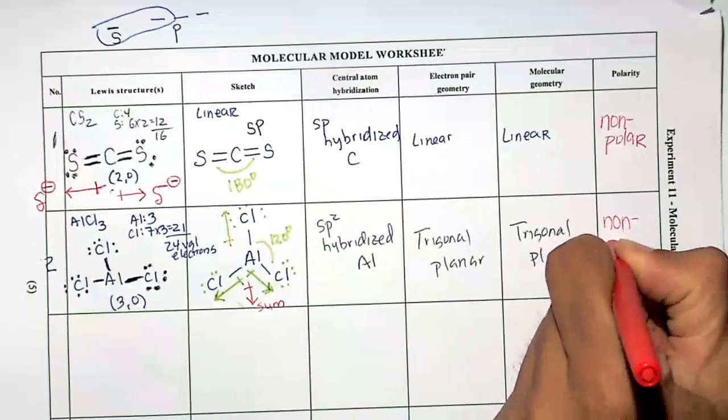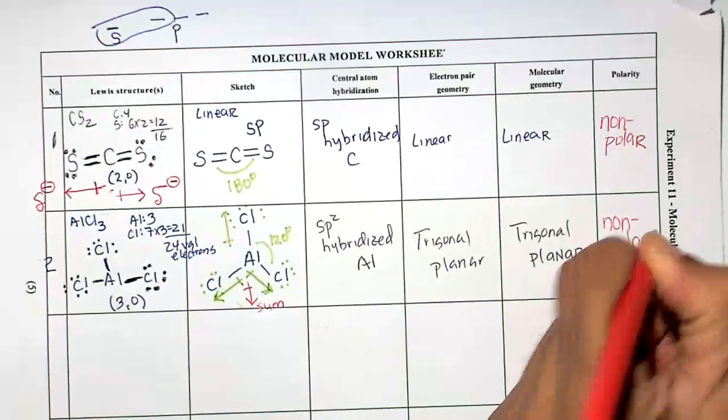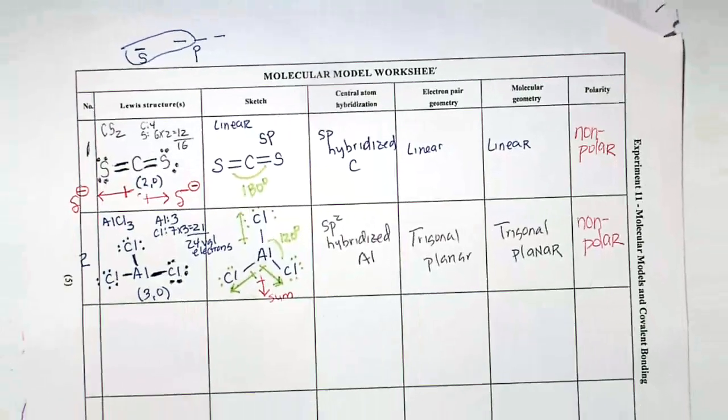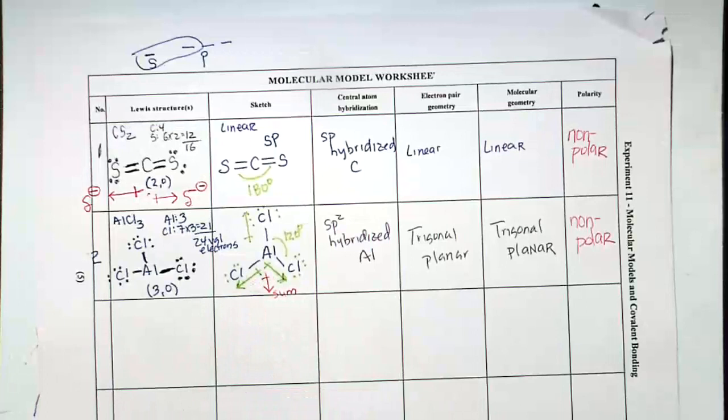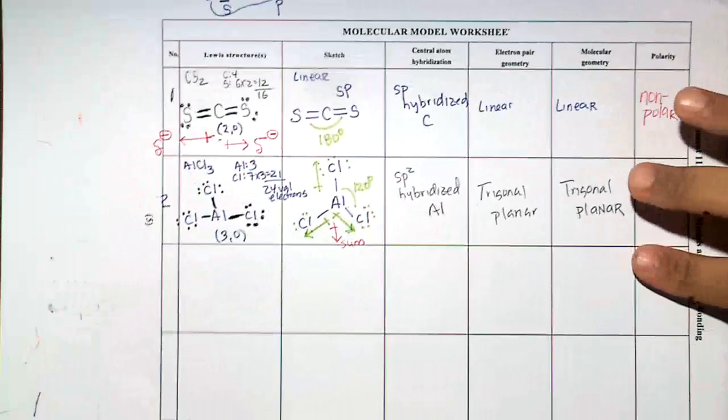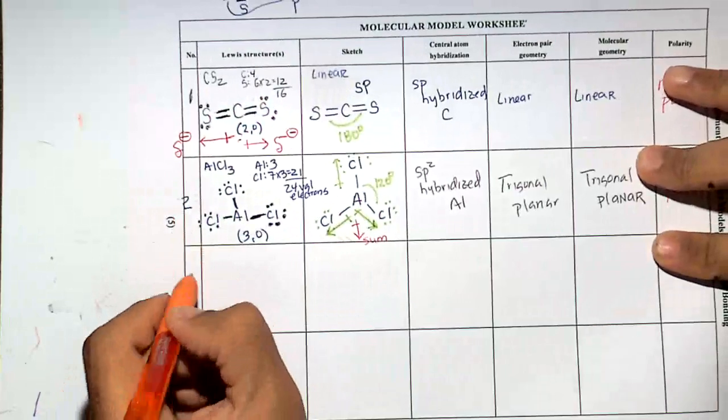Okay, it's kind of tricky, but this is the answer. That Cl is electronegative. Okay, but these two at an angle sum to one that's going down, which cancels the one going straight up. All right, so that is aluminum trichloride. Okay. All right, let's do number 3 here. We got 8 more of these to go.